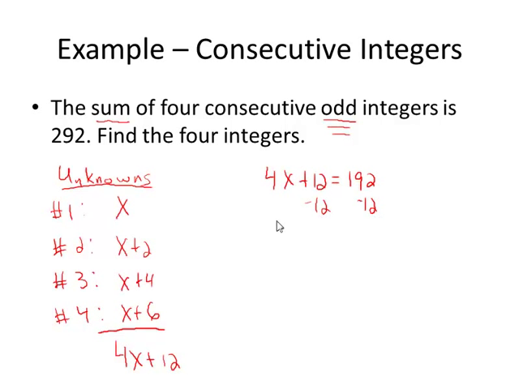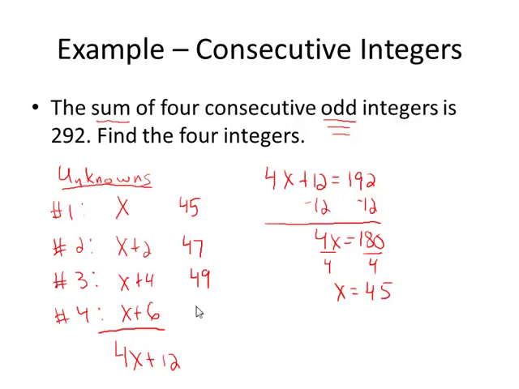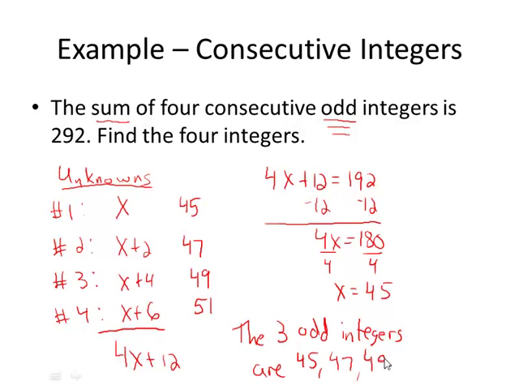Subtract 12. 4x equals 180. Divide by 4. And I get x equals 45. Come back to the table. The first one is 45. The second is 47, 2 more than that. Another 2 gives me 49, and 2 more gives me 51. So the 4 odd integers are 45, 47, 49, and 51.